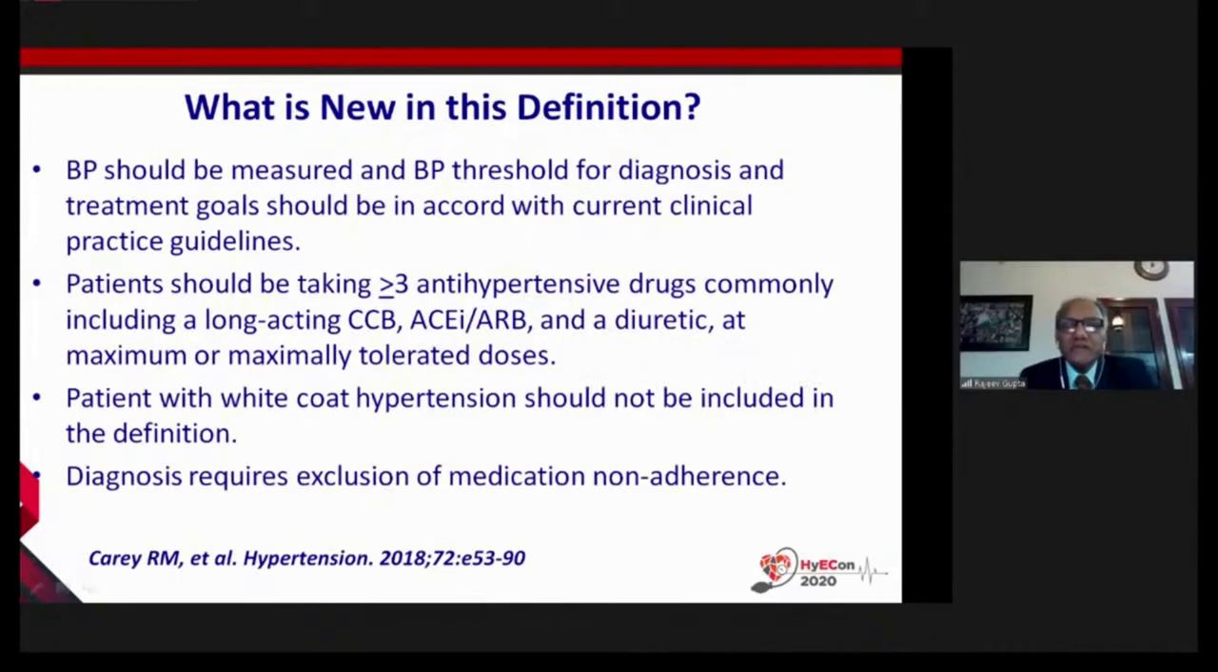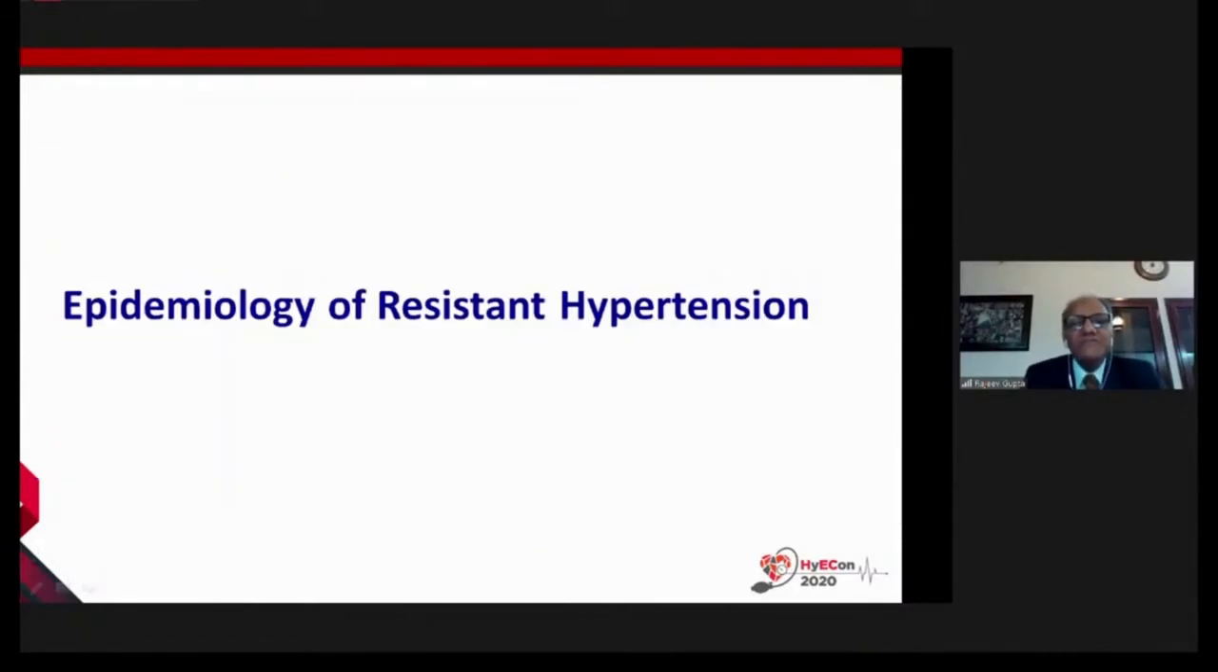So I think there are certain factors which are new in this definition beyond the conventional ways. The first factor is that the blood pressure should be measured in accordance with the current clinical practice guidelines. Dr. Gurpreet Wander gave all of us a very clear enunciation of the current clinical practice guidelines. And the drugs, we already know that there are 3 drugs, at maximal or maximally tolerated dosage. White coat hypertension is not included in this definition. And also, if a person is medication non-adherent, he should not be part of the definition of resistant hypertension.